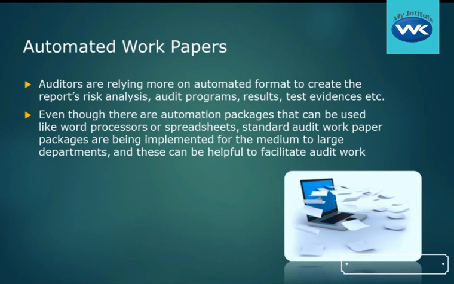Now, there are a lot of automation packages that can be used. It could be something as easy as a word processor, spreadsheets. Standard audit work paper packages are being implemented for the medium to large departments to make this function of auditing a lot easier. And these can be helpful to be able to facilitate audit work. You could almost, and I've used this term before, think of it as kind of a cookie cutter approach, but I think it builds a great foundation of helping me remember this is what we need, and we can certainly add to it, we can supplement it, and we don't have to just solely rely on that type of automation. We can add to it, and I think it builds a good framework for getting a good audit.